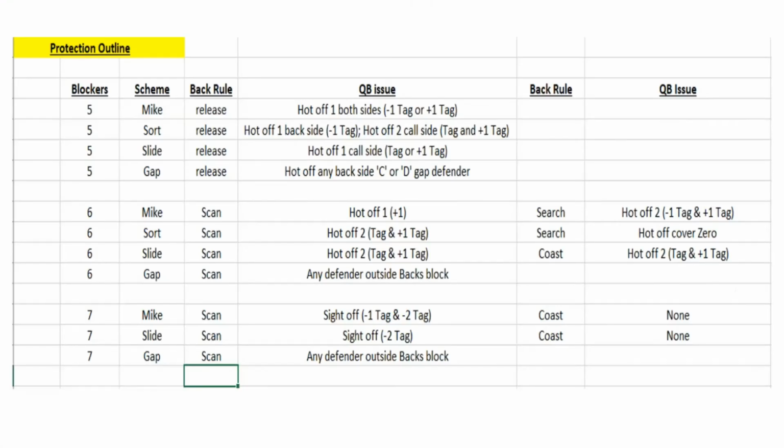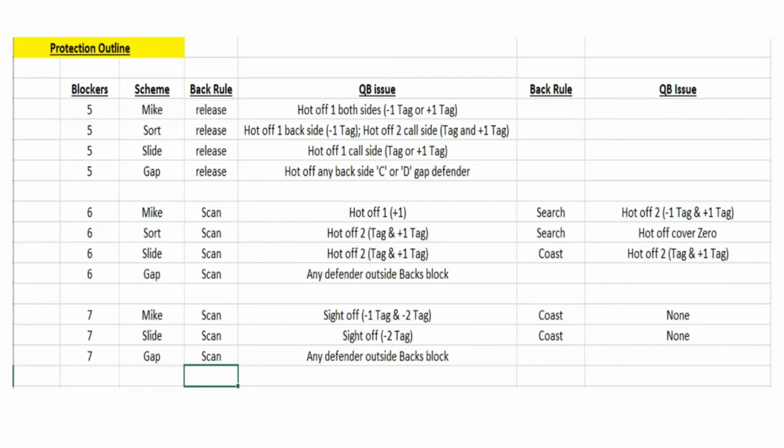And so this outline, to me, I hope it will be really helpful for you guys. As you look, the first column there is the number of blockers in the protection. I didn't do any 8-man protections here, but I just put the 5-man protections and the different schemes. So you could have a Mike 5-man scheme, a sort 5-man scheme, a slide 5-man scheme, and a gap 5-man scheme. And the back rule on all those 5-man schemes would be he's releasing into the route.